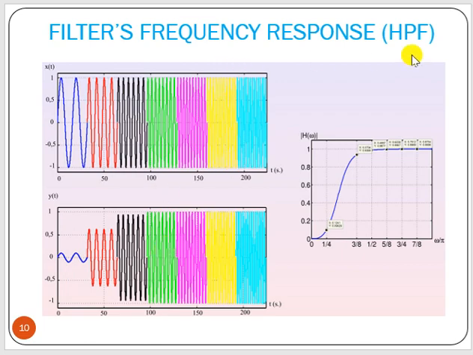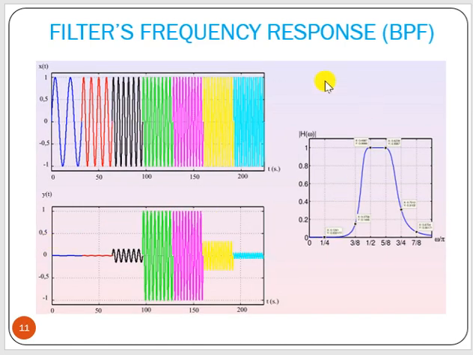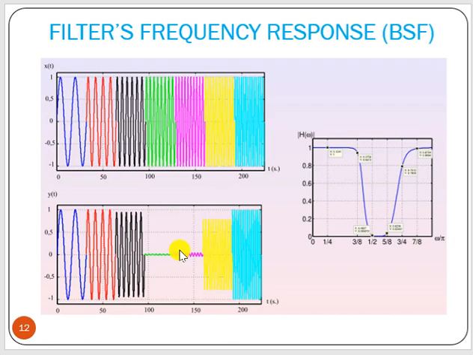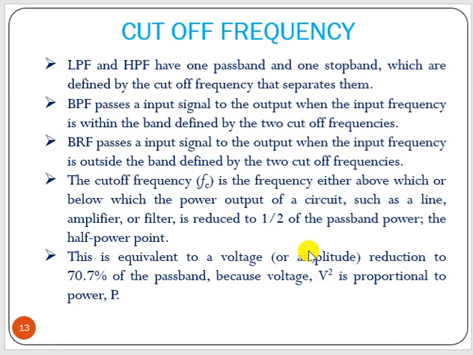Similarly, for a high pass filter, it is blocking this, and it is passing this high frequency range properly, and it is blocking the low frequency range. For a band pass filter, it is passing this range of frequencies and attenuating the other ranges. Similarly, for band stop, it stops a band of frequencies, and it passes the other bands of frequencies. So these are the four types of filters.